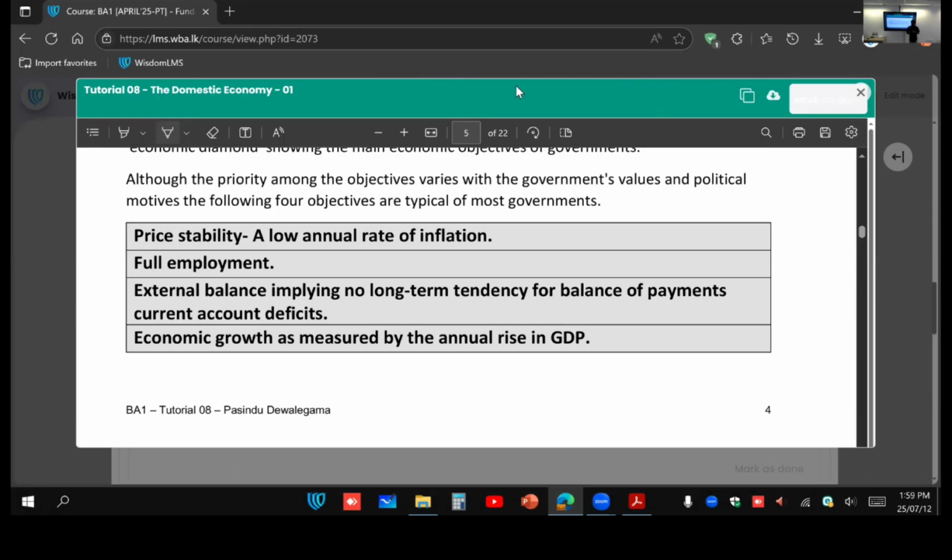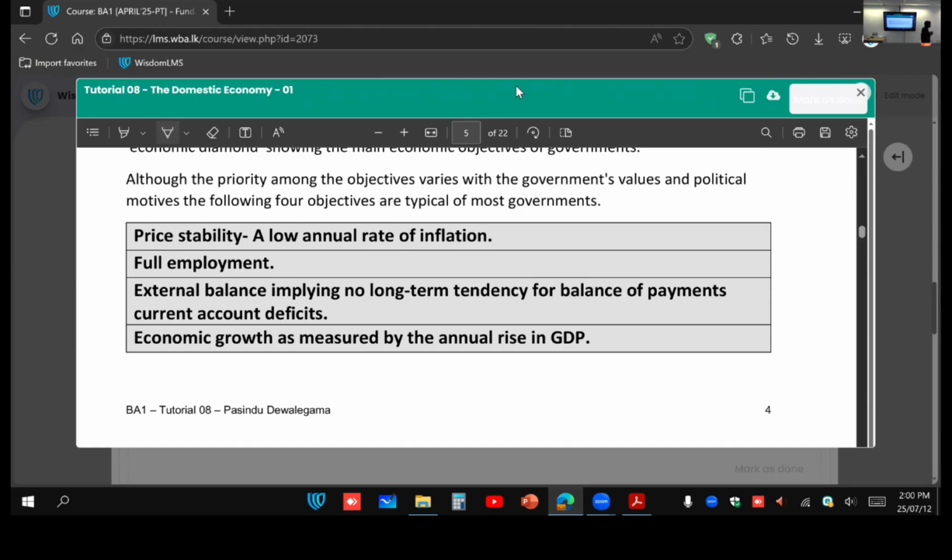Only 4.6% of the population is unemployed. Next, external balance, implying no longer-term tendency for balance of payments or current account deficits. Minimized current account deficit, which is imports and exports balanced in the proper manner. Fourth factor, economic growth as measured by the annual rise in GDP.